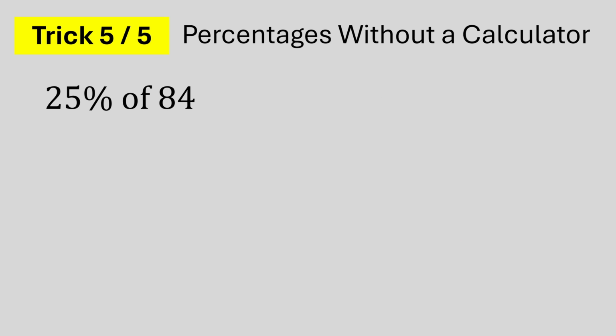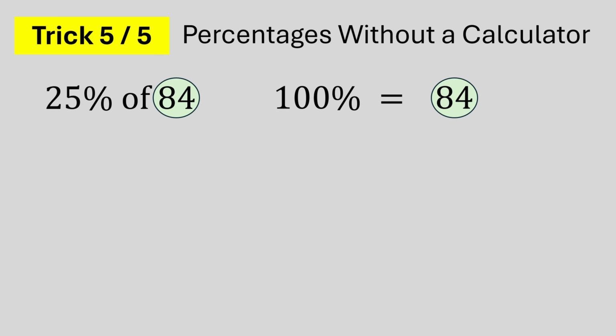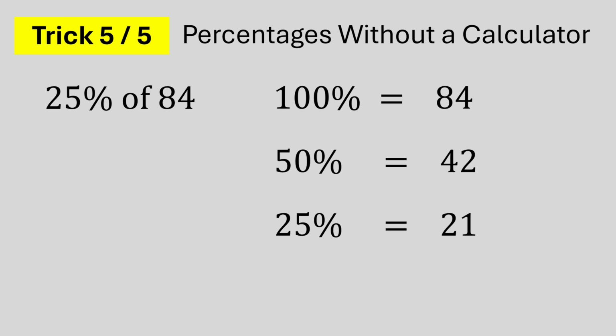Example 3. 25% of 84. 100% equals 84. 50% equals 42. Half of that, 25% equals 21.